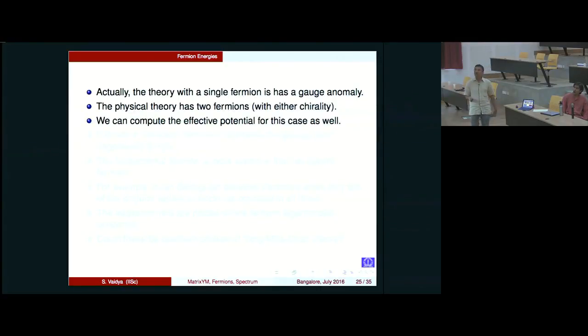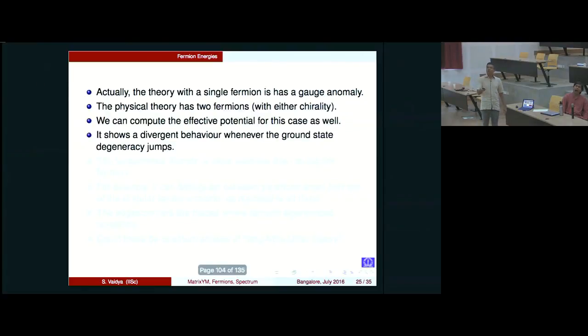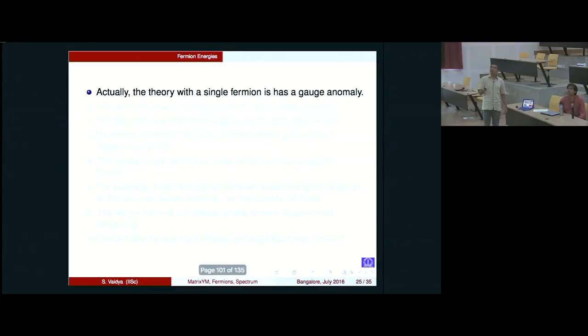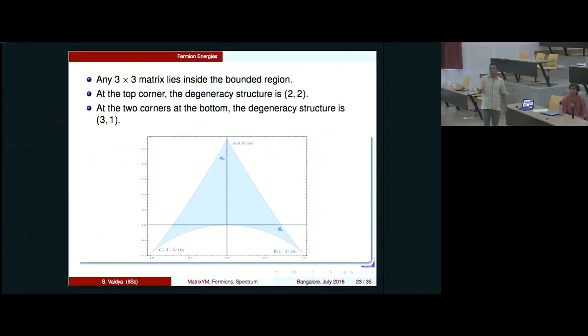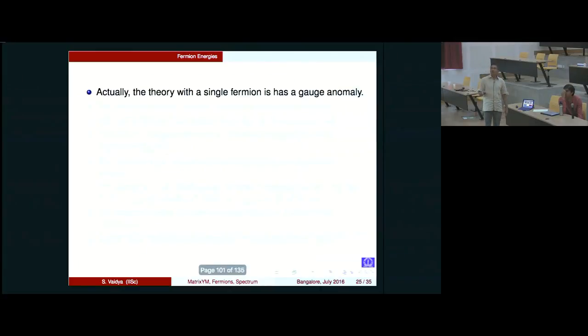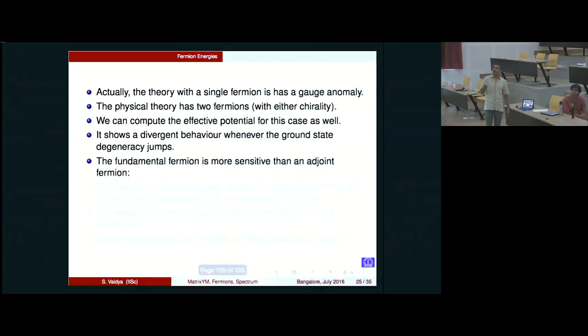It's a somewhat long calculation, but what we show is that whenever the degeneracy of the ground state changes, then the effective potential diverges. So for example, here, if you are here, then the ground state is triply degenerate, but if you move away from here, if you go to the bulk, then the ground state becomes non-degenerate. You move from here to either this line or this line, again the degeneracy of the ground state changes. So whenever the degeneracy of the ground state changes, the effective potential diverges.